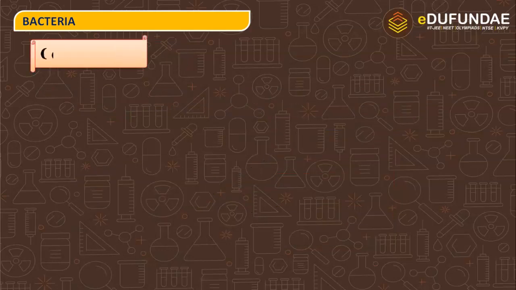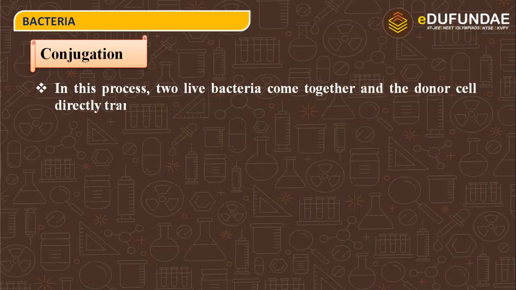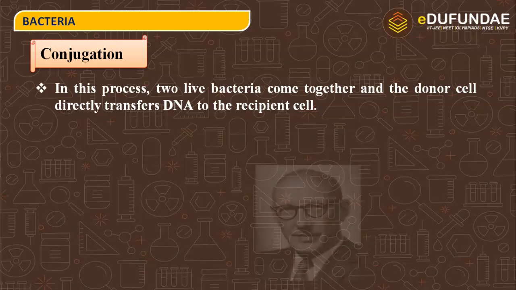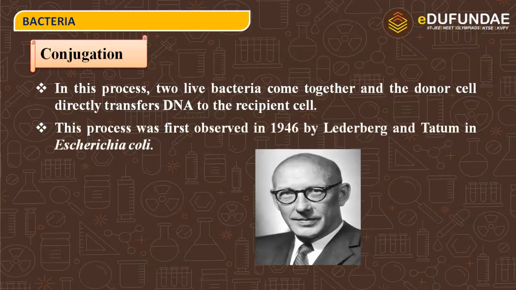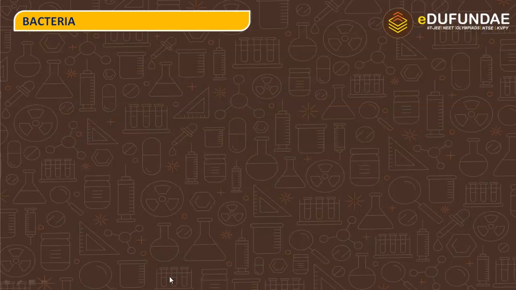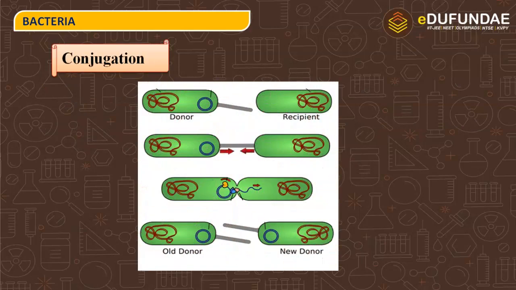So let us understand first conjugation. In this process, two live bacteria come together and the donor cell directly transfers DNA to the recipient cell. That means if there are two bacteria, one will be the donor and the other will be the recipient. And what is the donation taking place? Of DNA. This process was first observed in 1946 by Lederberg and Tatum in Escherichia coli, that we also call as the E. coli.